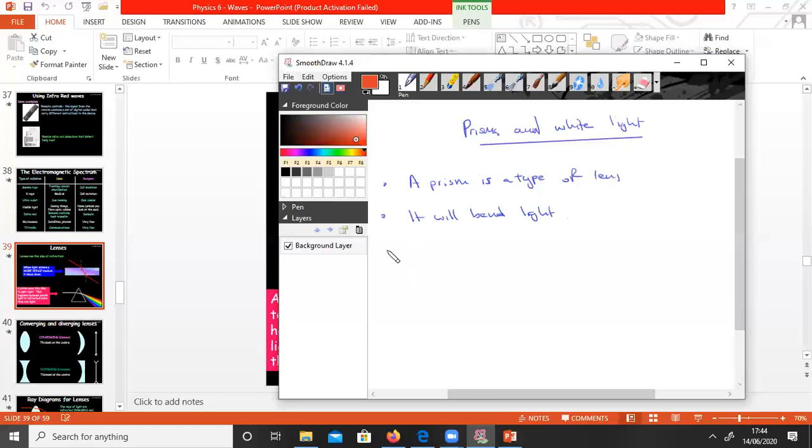Now, here's an important relationship. I'll write in red. The more that light is bent, the more it is slowed down. Remember, we slow down light when we bend it. The more we bend it, the more we slow it down.